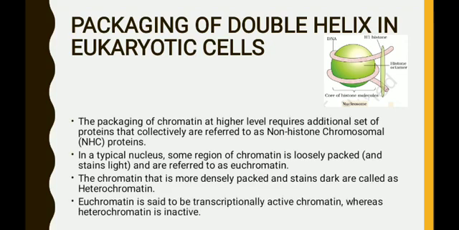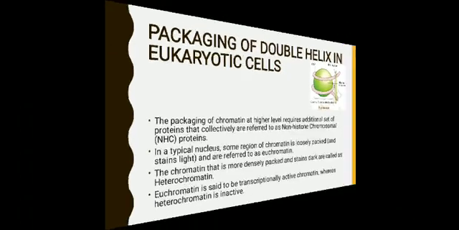And euchromatin is said to be transcriptionally active chromatin. Euchromatin, which is loosely coiled, is transcriptionally active chromatin. That means that region easily undergoes transcription. Transcription means the synthesis of RNA. It will be discussed later. Whereas heterochromatin is inactive. Since it is densely coiled, that region is less active, inactive. So this is about the packaging of the double helix.